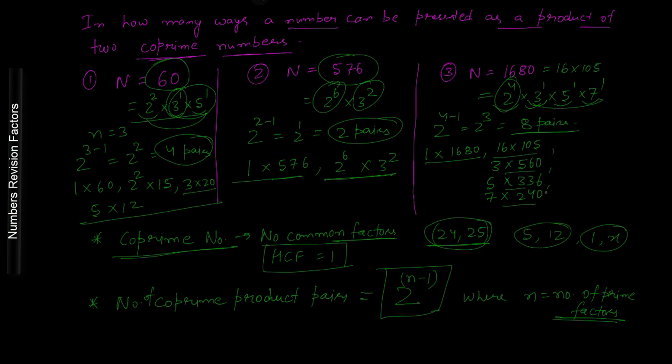Then there will be other pairs in which you can take 2 of them together and 2 of them together. So 16 into 3, that is 48 into 35. 16 into 5 is 80 into 21. 16 into 7 is 112 into 15. So 15 into 112. So these are those 8 pairs. Right? This breaking up of numbers will help you in many cases.